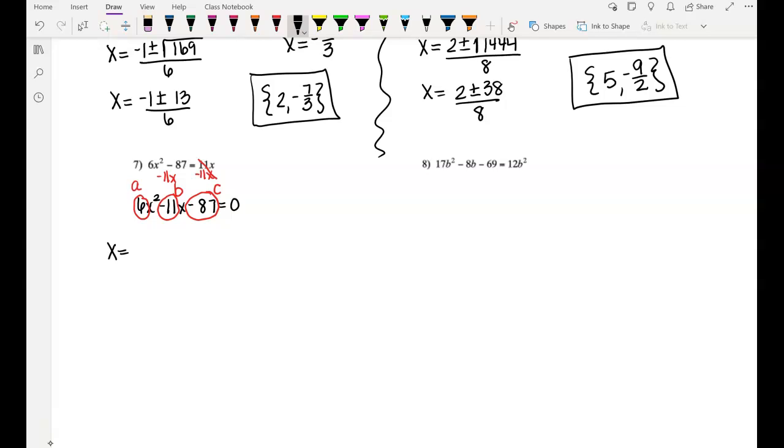So x equals negative 11 plus or minus the square root negative 11 quantity squared. When you write that negative 11 or any negative in the radical to square it, you have to make sure the negative is in parentheses. Minus 4 times 6 times negative 87, all divided by 2 times 6.